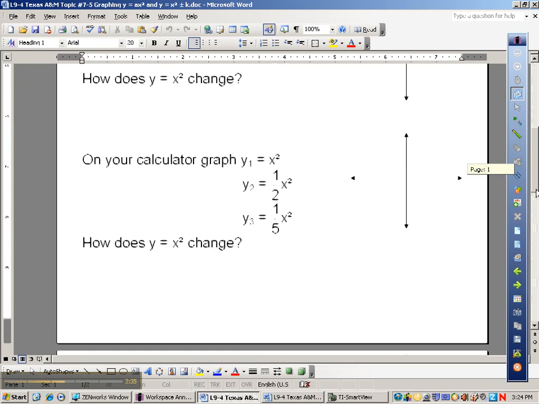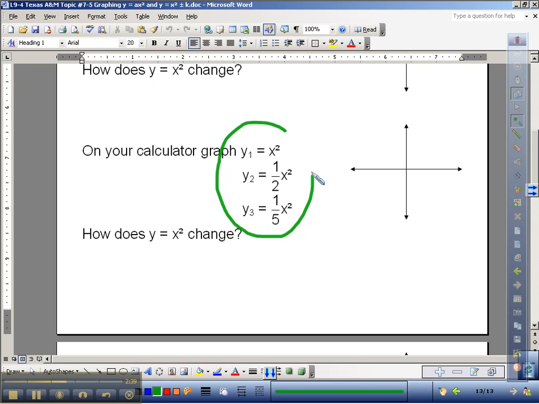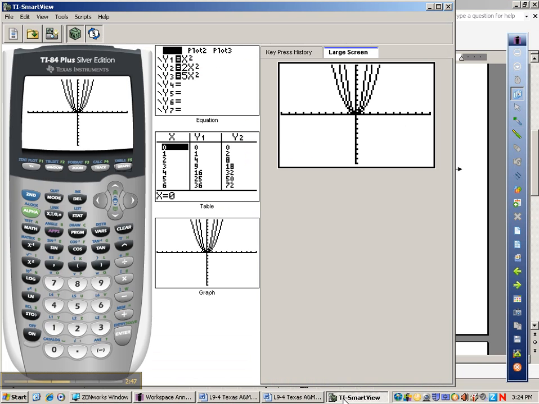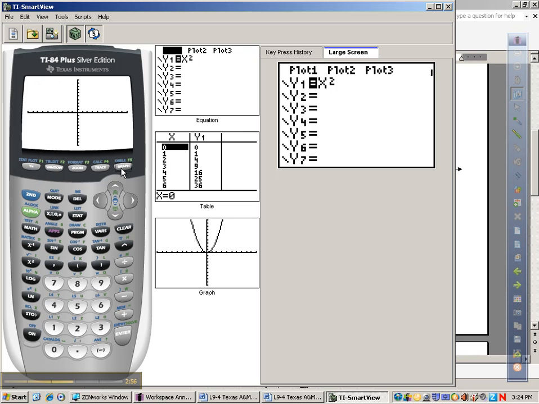All right, here's the next step that I want you to do. Right here, I want you to keep your parent function here, but you're going to change y2 and y3. So I'm going to go back to my graph. I'm going to go in here. I'm going to keep my parent function. I'm going to go down here and clear out these two. So my parent function looks like this.